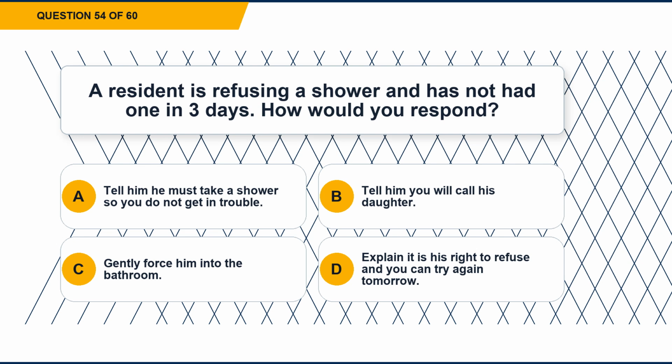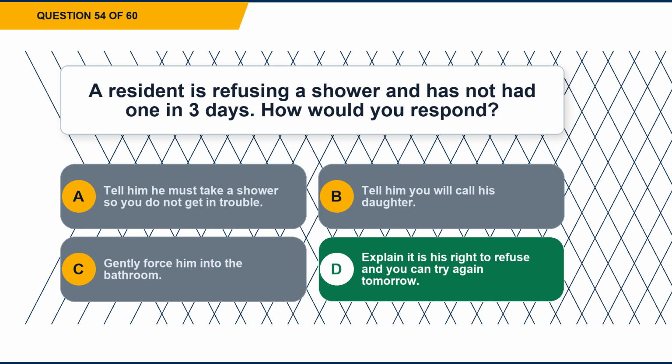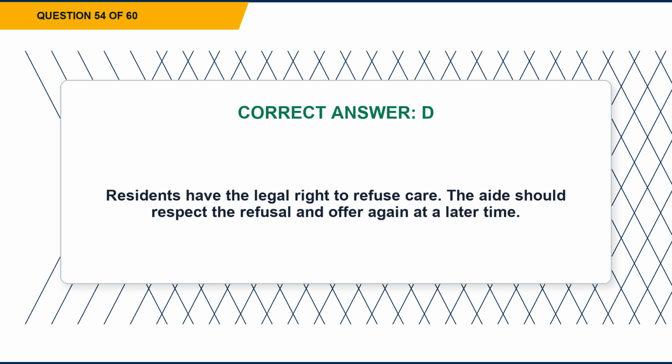Question 54. A resident is refusing a shower and has not had one in 3 days. How would you respond? Option A. Tell him he must take a shower so you do not get in trouble. Option B. Tell him you will call his daughter. Option C. Gently force him into the bathroom. Option D. Explain it is his right to refuse and you can try again tomorrow. The correct answer is option D. Explain it is his right to refuse and you can try again tomorrow. Explanation. Residents have the legal right to refuse care. The aide should respect the refusal and offer again at a later time.